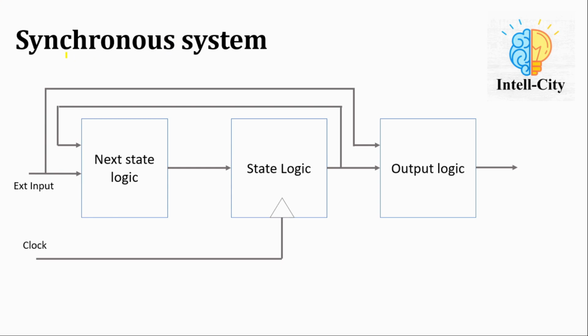So here is the block diagram of a synchronous system. Here the synchronous system is partitioned into three modules. The first one is the state logic, also called a memory element or sequential element. You can see that the clock is connected to this state logic block, or memory element.